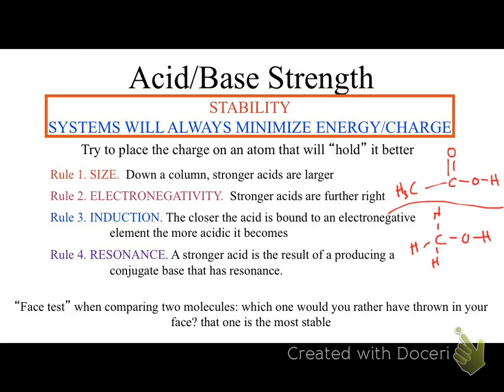Why the oxygen? More electronegative than carbon. Okay? Why do we not look at size? Because across a row, size is effectively the same. We talked about that, I think, last week. So we're looking at that last hydrogen as being our acidic one. When we go down and look at our second example, where's our acidic hydrogen there? The one on the oxygen again.